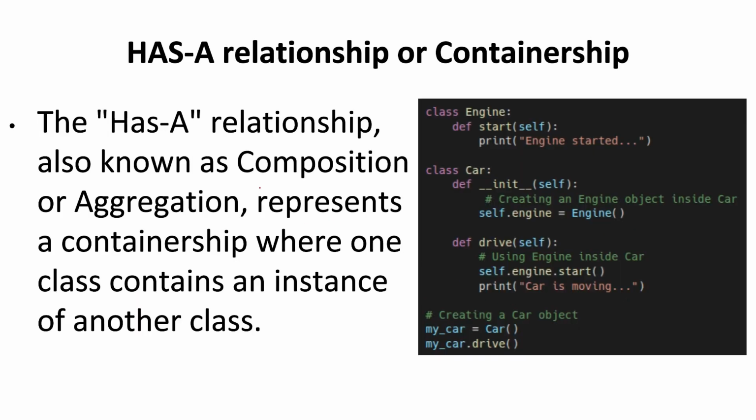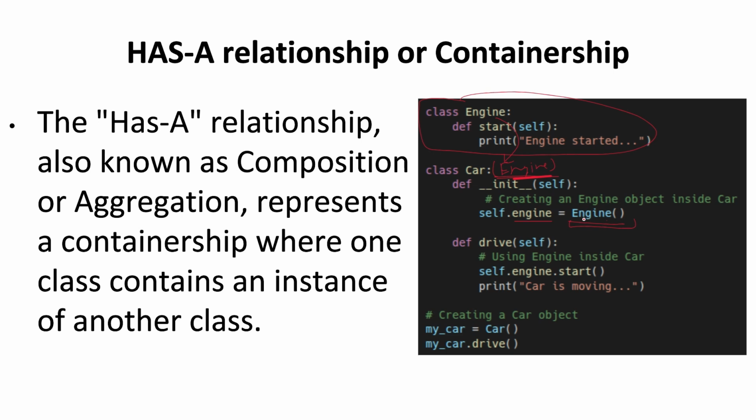For example, here you can see this engine object is created. Now engine is inside car. Car is not inheriting engine, there is no inheritance. It is containership. It is a has-a relationship, not an is-a relationship. It is containing it.